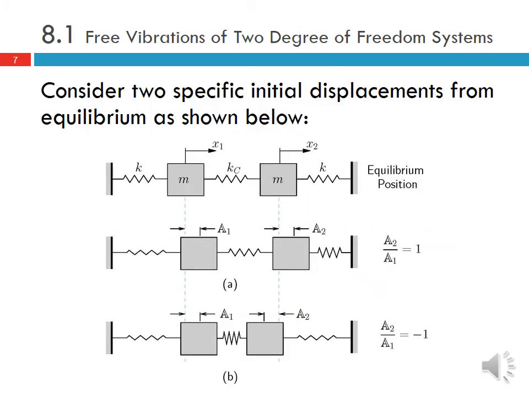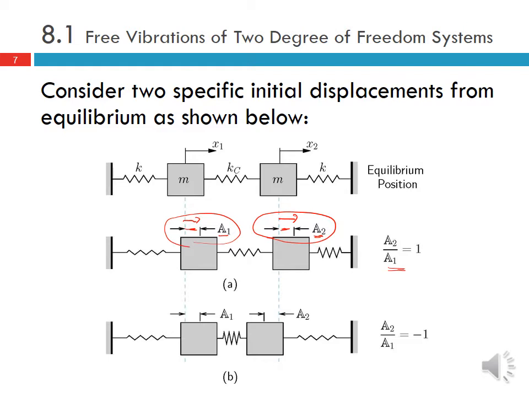Now, just as an illustration, let's consider 2 specific initial displacements from equilibrium, as shown here. First, in this scenario, we're going to consider the 2 masses displaced equal amounts away from the equilibrium position in the same direction. You can see both of the masses have moved a distance here, a1 and a2, in the same direction. And if a1 is equal to a2, then that ratio is equal to 1.